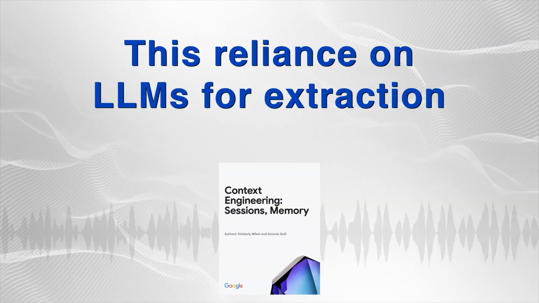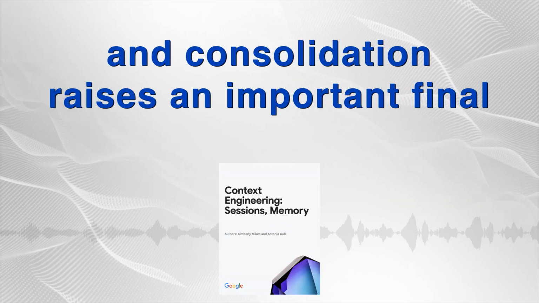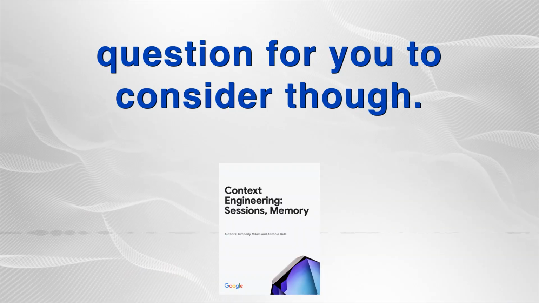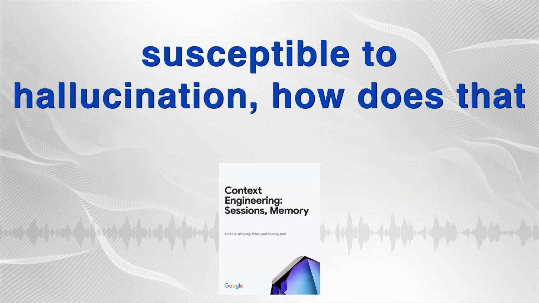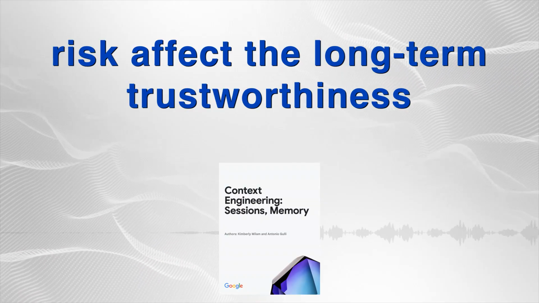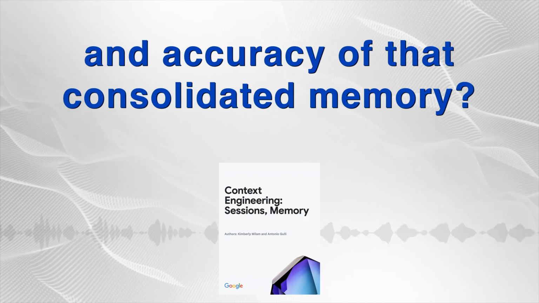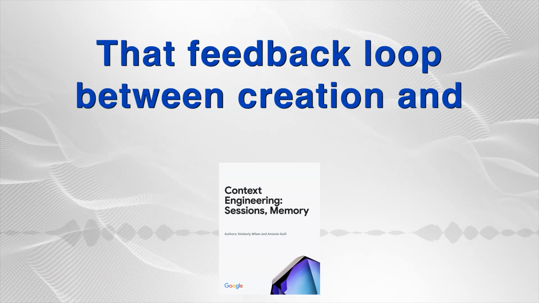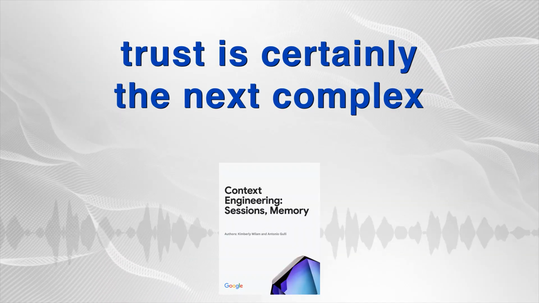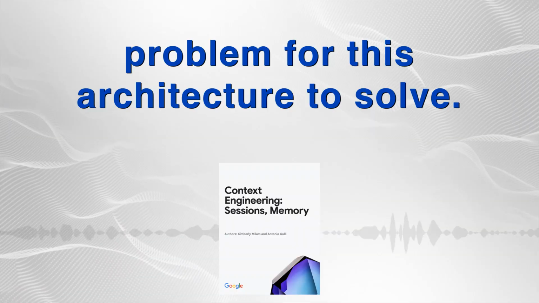This reliance on LLMs for extraction and consolidation raises an important final question for you to consider, though. Given that the LLM is inherently susceptible to hallucination, how does that risk affect the long-term trustworthiness and accuracy of that consolidated memory, especially when it's used for high-stakes decisions? That feedback loop between creation and trust is certainly the next complex problem for this architecture to solve.